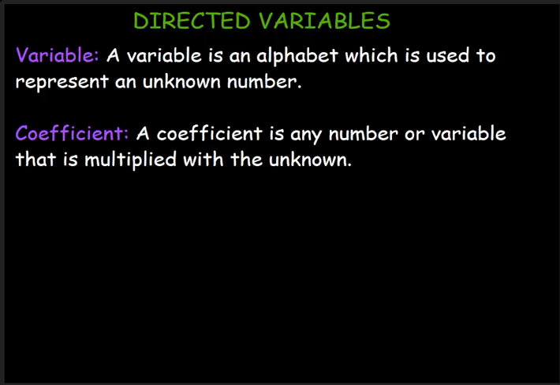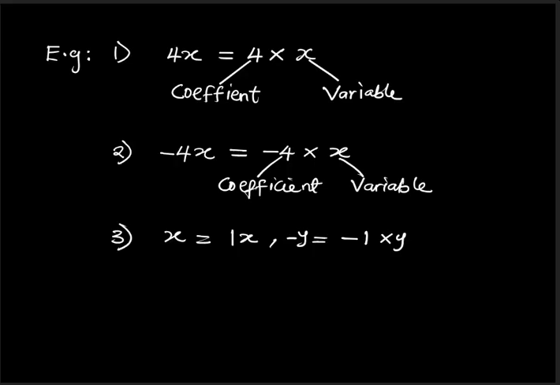For the context of this class and for this level, we'll be seeing coefficient as just a number. We ignore the variable. It is just a number that is multiplied with the unknown, or with the variable. So let's look at some examples.